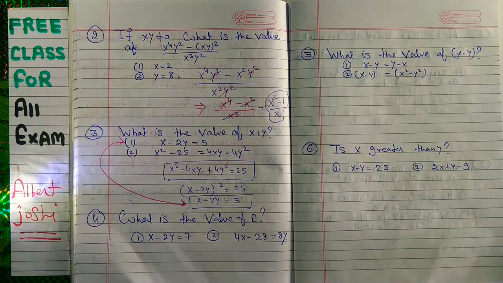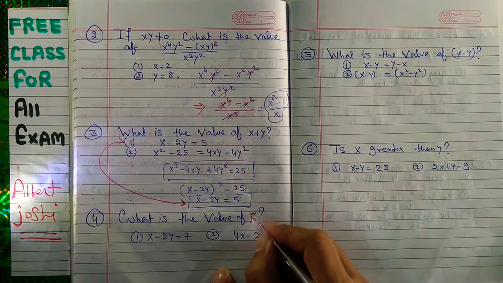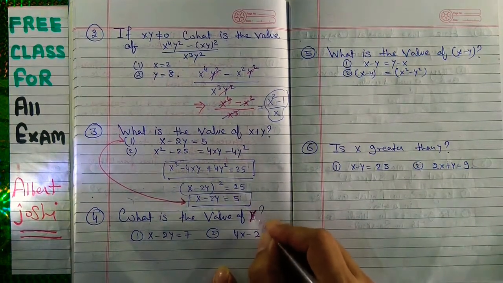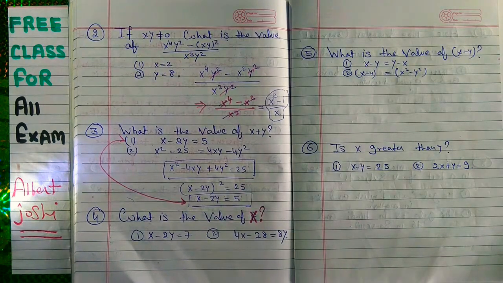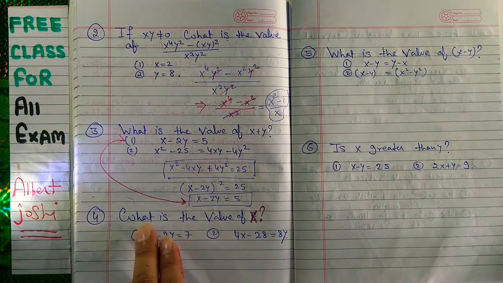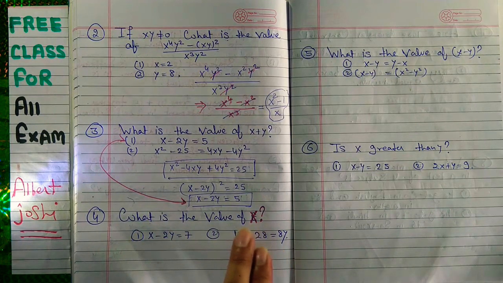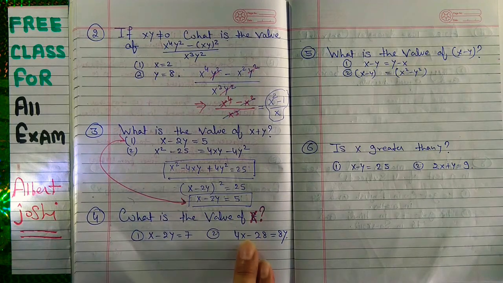So actually, x, we have written something wrong. This is x. Sometimes the examiner makes a mistake, and he has made this mistake. So he has asked what is the value of x. You have been given x minus 2y is equal to 7 and 4x minus 8y is equal to this.